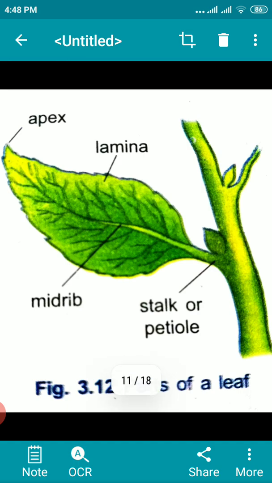Now the next one is the leaf. A leaf is flattened and generally green in color. It has a small stalk-like structure called the petiole, with which it is attached to the stem. The flattened part of the leaf is called the lamina. The tip of the lamina is called the apex. There is a network of veins present on the lamina. The major vein in the center is called the midrib.